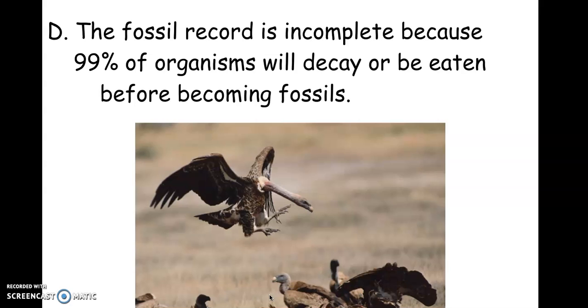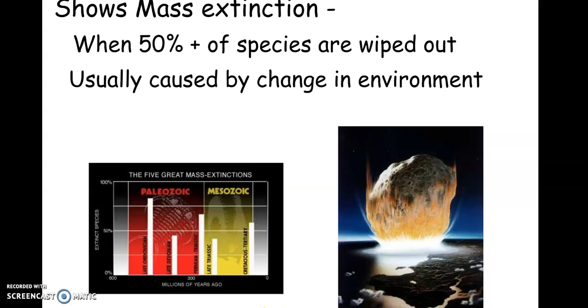There's not as many fossils to go around as you would think, though. The fossil record is incomplete because 99% of all organisms will decay or be eaten before becoming fossils. There's some evidence of mass extinction in a couple different cases. Mass extinction is when 50% of species are wiped out.